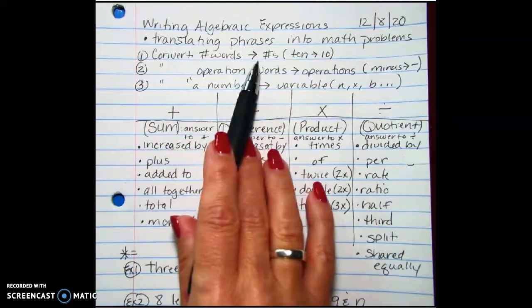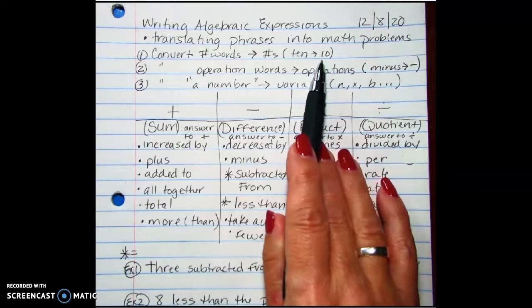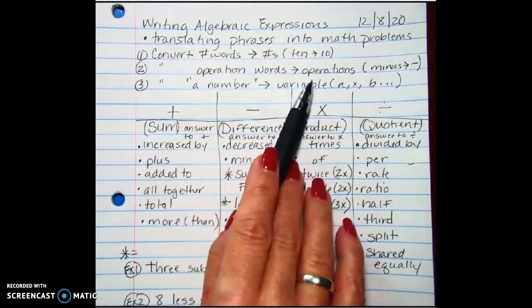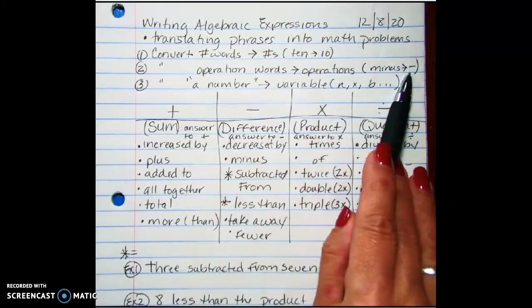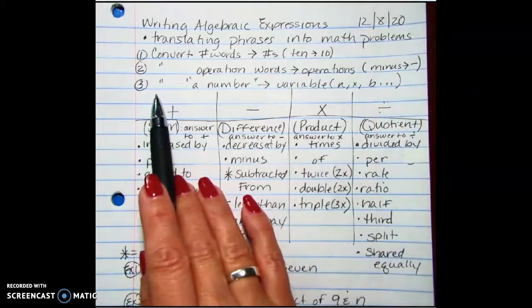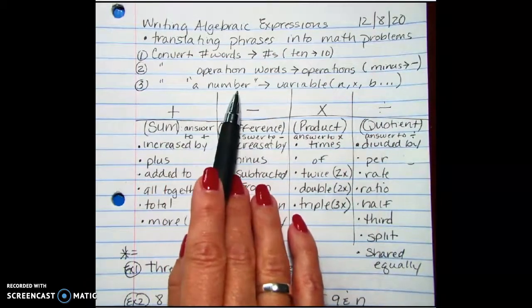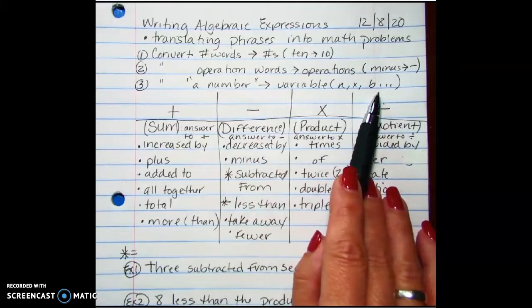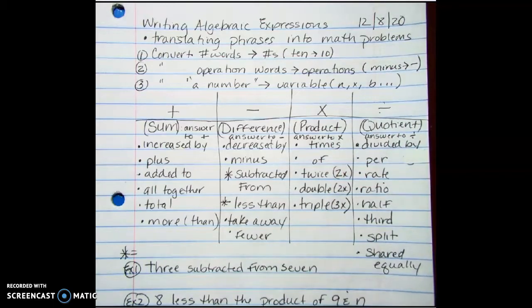Convert your number words to numbers. So, for instance, if you see ten, you'd make it into the number 10. Then you would convert operation words into operations. So if you see the word minus, you know it is the subtraction sign. And then third, you would convert anytime you see a number to a variable. Remember, variables are letters that represent numbers. Sometimes you will be given a variable, and that is the variable you will use.